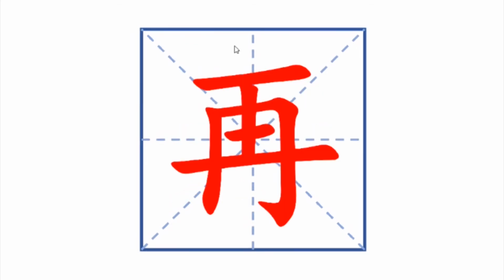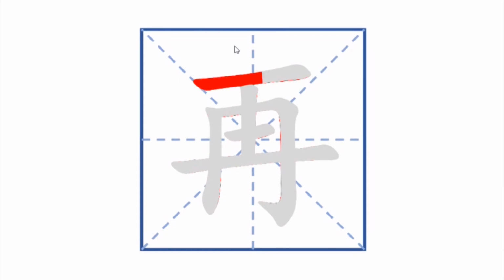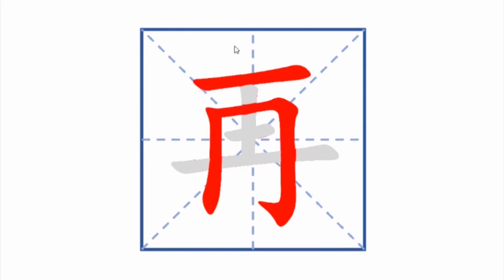Zai means again. Let's start from the top, making our first stroke from left to right. The second stroke begins at the next most upper left-hand point. Here, we make a top to bottom stroke followed by a third two-part stroke going from left to right and from top to bottom. Notice the final hook at the end.